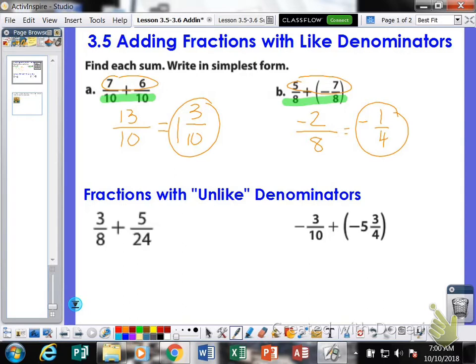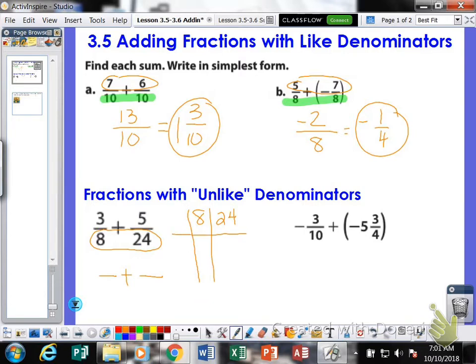Now, adding fractions with unlike denominators. So for us to add fractions with unlike denominators, we need to find a common denominator. So I have two fractions here that I'm going to add together that I need to have a common denominator. So I want to find the least common denominator. So what's the least number that 8 and 24 can go into? And remember, if you want to find the least common denominator, or just a common denominator, you can do this chart method, which I believe you learned last year.